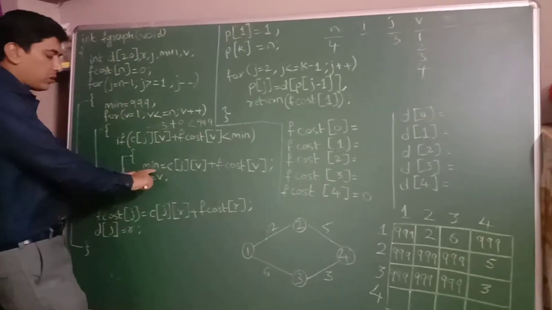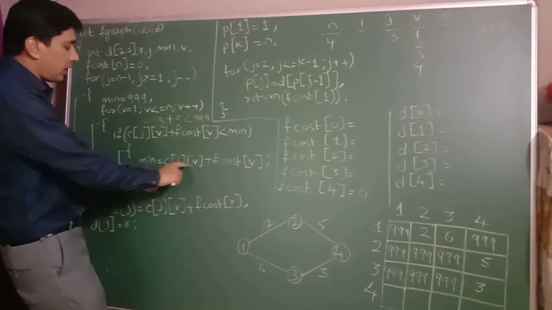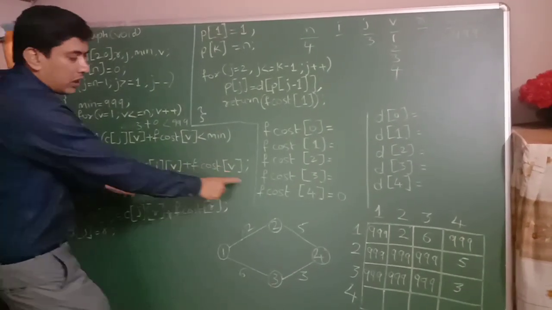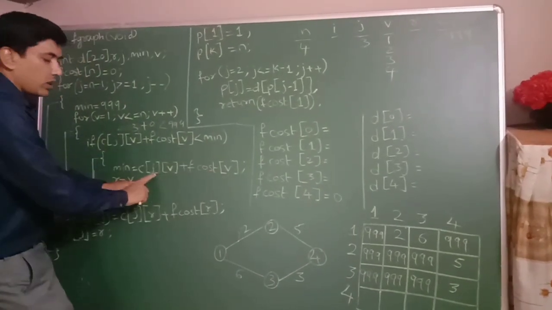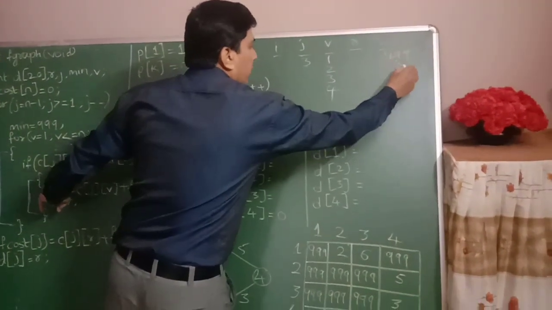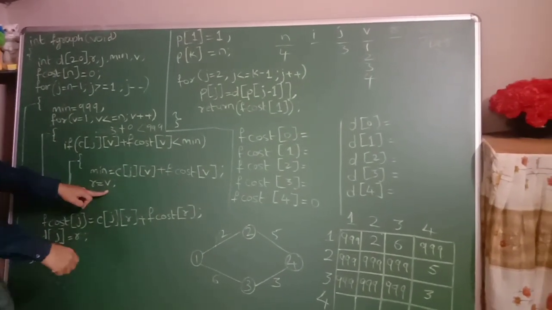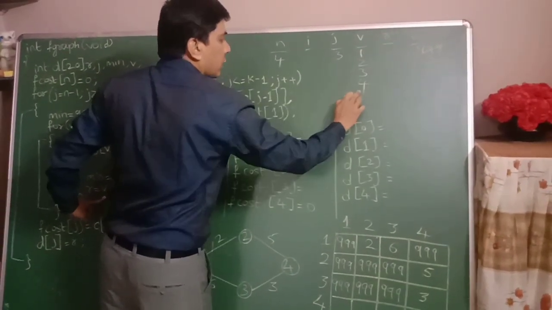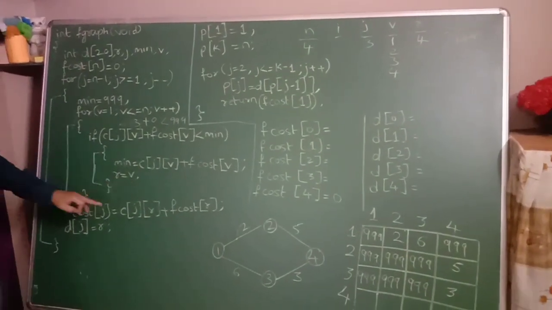When the condition becomes true, min is equal to 3 4, that is 3 plus f cost of v. v value is 4, f cost of 4 is 0. So 3 plus 0 is 3 only. So the value of min will be initialized with 3, right? Then r is equal to v, so v value is 4. Initialize this 4 to this r. So r is equal to 4, right?